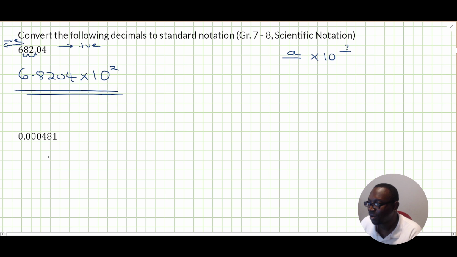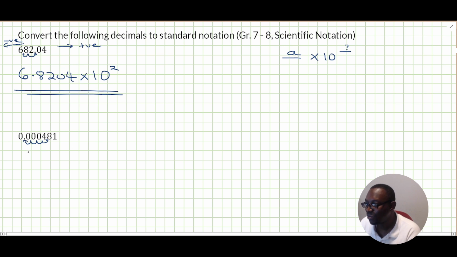Now let's look at the next one here, 0.000481. Now the question is, where should the decimal be? Remember, you can only have one number to the left hand side of the decimal. So that means our decimal is going to be between 4 and 8. Now the question we're going to ask is, how many trips do we need to make from where we should be to where we are right now? So the decimal is here. The decimal should be between 4 and 8. So let's see how many trips we make. We make 1 trip here, 2, 3, 4 trips.